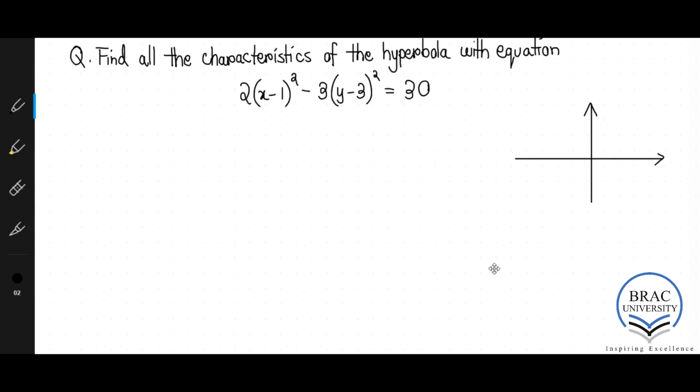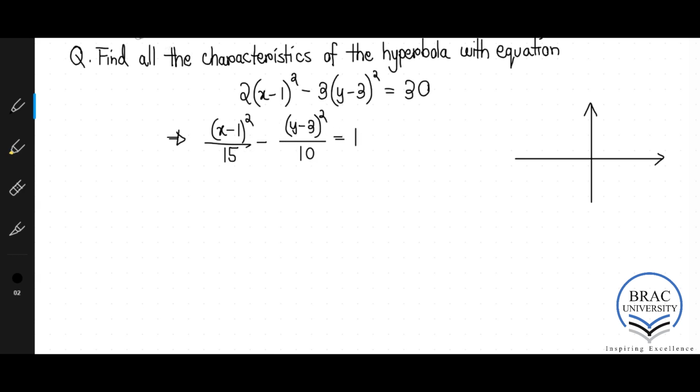In this video, we're going to look at a question. The question says, find all the characteristics of the hyperbola with this equation. In order to solve this, firstly, we need to divide both sides by the 30 to get our standard form of a hyperbola. So if we divide both sides by 30, we would get (x minus 1) squared over 15 minus (y minus 3) squared over 10 is equal to 1.